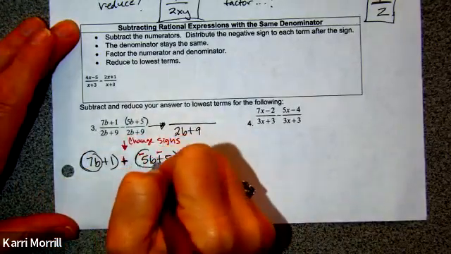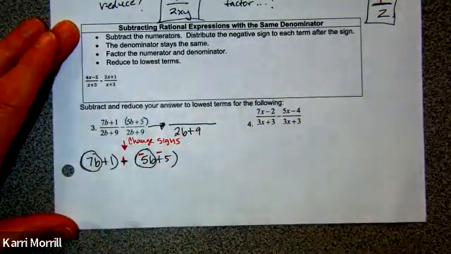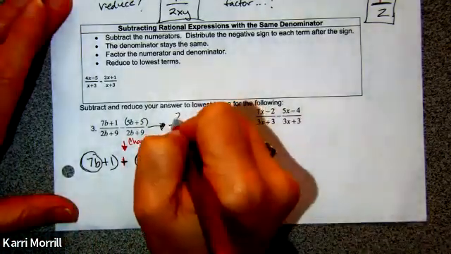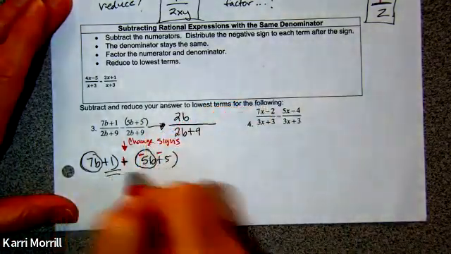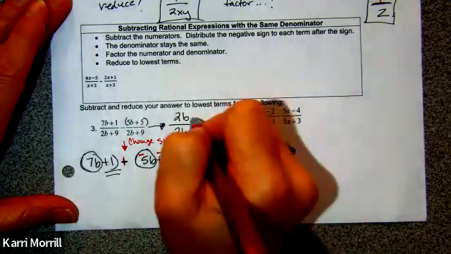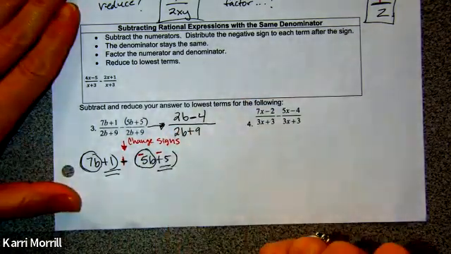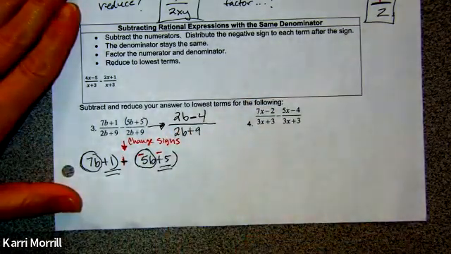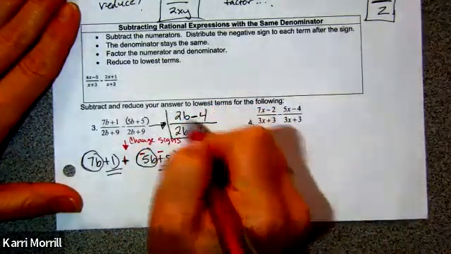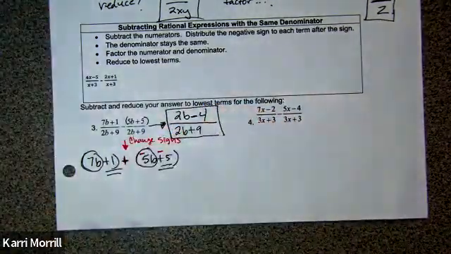7b minus 5b is 2b. And 1 minus 5 is a negative 4. Okay, so these both have 2b's, but they have different constants, right? You can't do anything more. Don't be tempted to cut their heads off. Everybody needs a head. So keep that there. That's as far as you can go.